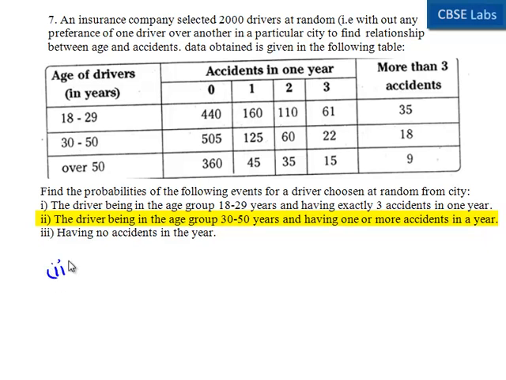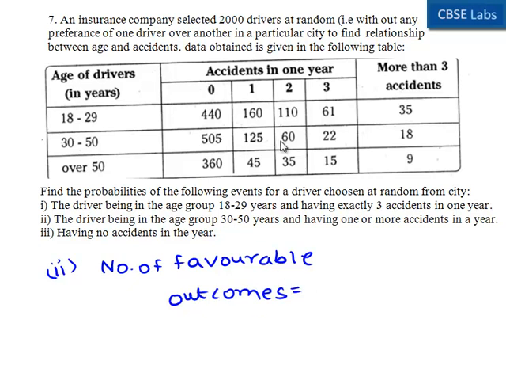Coming to the second bit, which is the probability of the driver being in the age group 30 to 50 years and having 1 or more accidents in a year. The number of favorable outcomes is equal to the sum of 125, 60, 22, and 18, which is equal to 225.